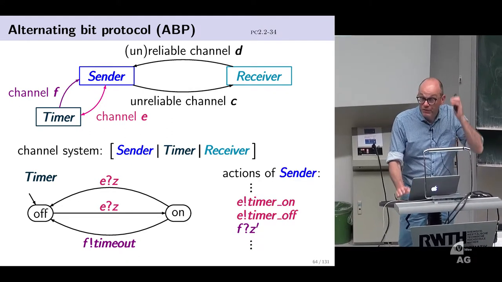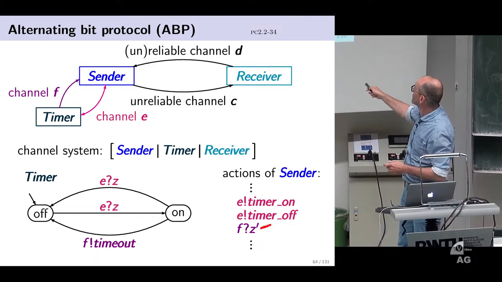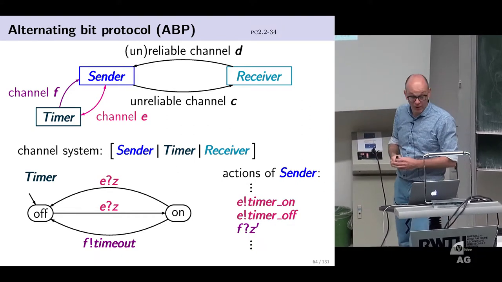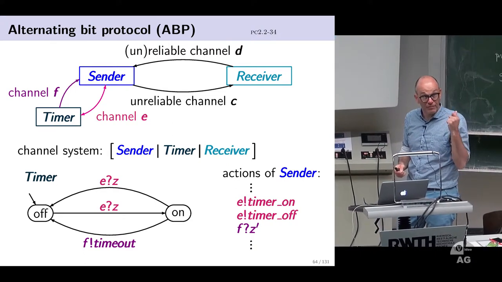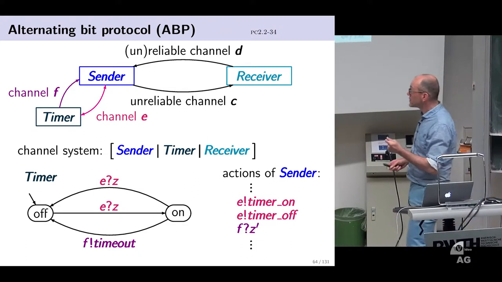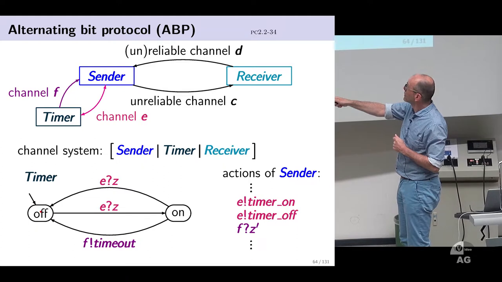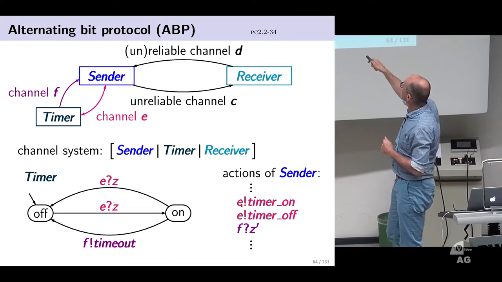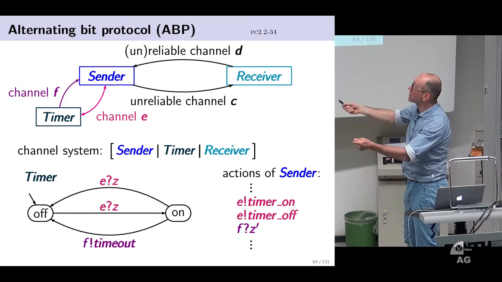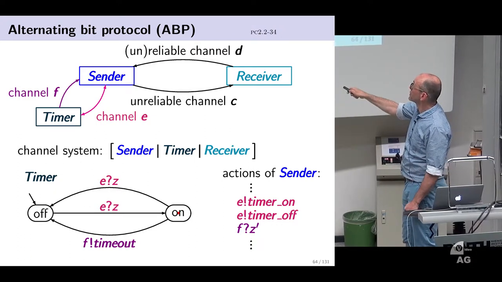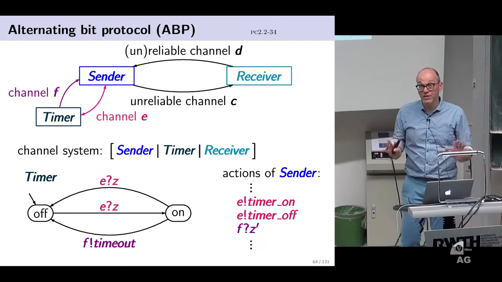What the timer is doing, as I explained, it can switch on the timer, it can switch off the timer, or it can wait for a timeout. E and F are channels of capacity zero. That means if the timer is in the off location and the sender is at the location where it wants to do this action, then they move simultaneously. The timer moves to the on state, the sender moves to its next action. Yeah. Capacity zero.